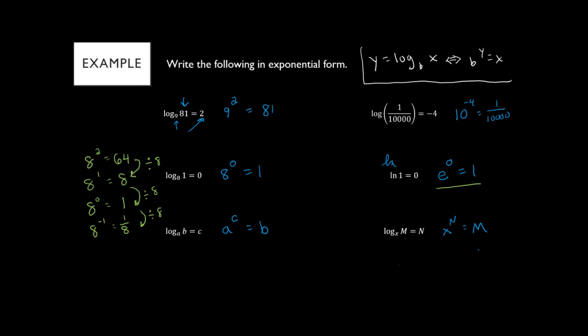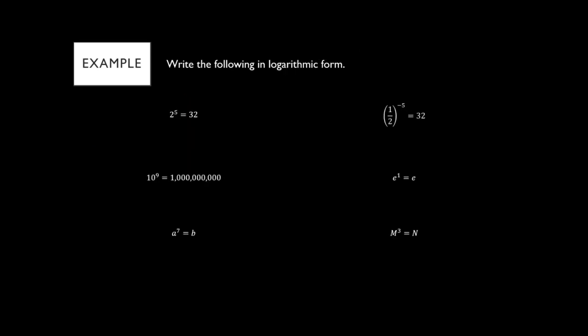All right. So that's going from logarithmic form to exponential form. Now let's do the other way around. I'll copy it again. We've got y equals log b of x gives us b to the y equals x.